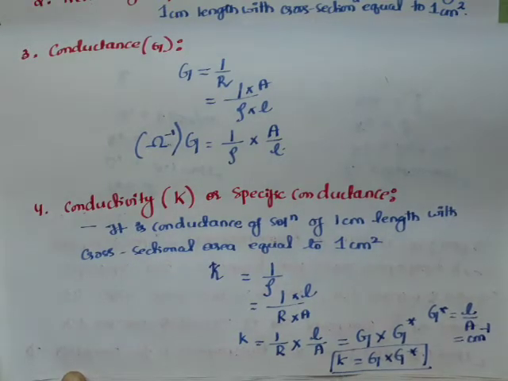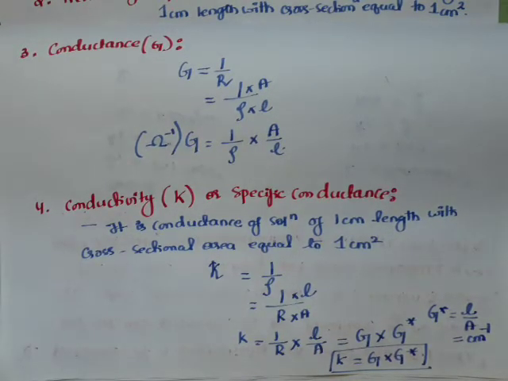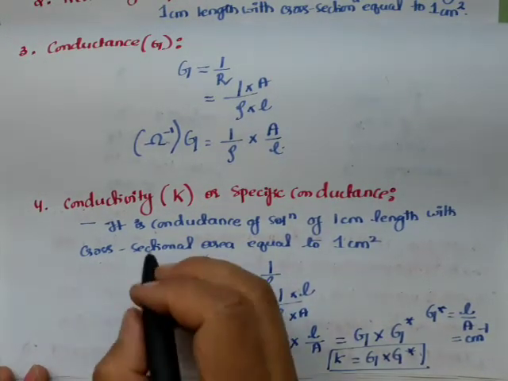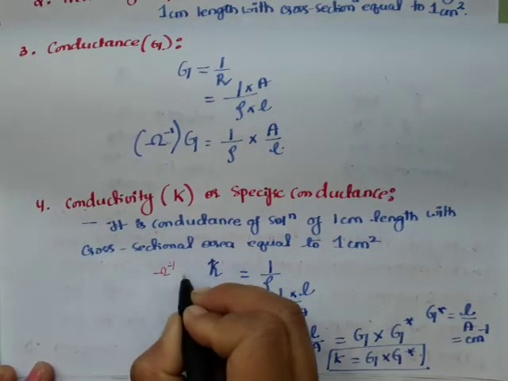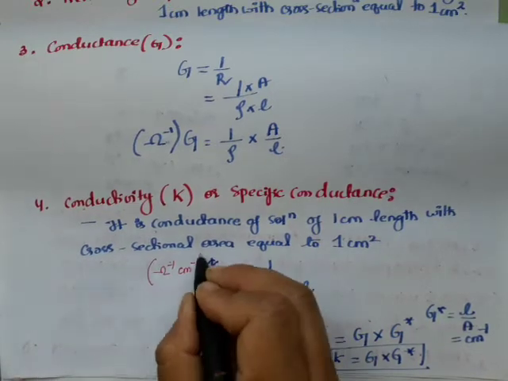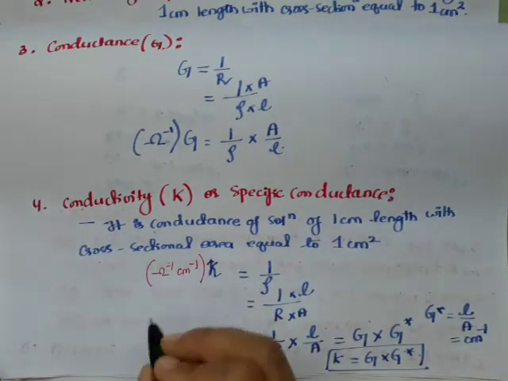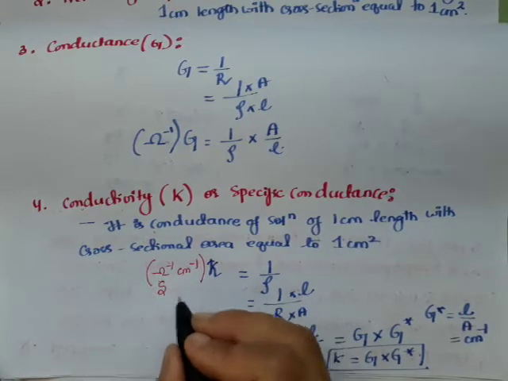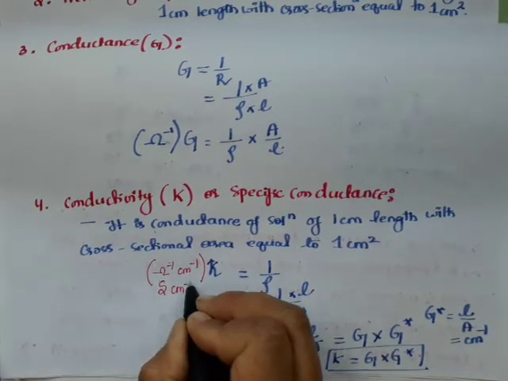Now what is the unit for kappa? It is the reciprocal of resistivity, so ohm inverse centimeter inverse is the unit for kappa, right? This ohm inverse is called Siemens, so we can again write the unit as Siemens centimeter inverse.